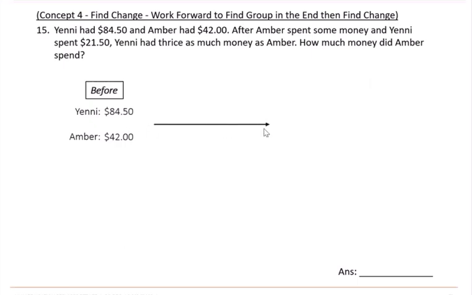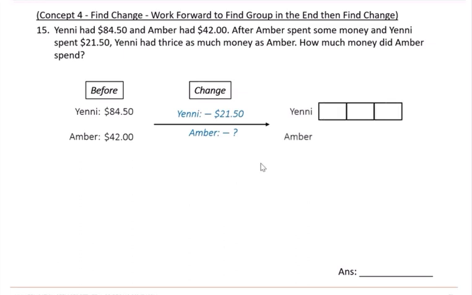What happened? You indicate with an arrow. There's a change. Amber spent some money. Don't know how much. Unknown amount, put question mark. But she did spend some money. Yenny spent $21.50. That is a change. Can you see everything for Yenny is on top? Below is Amber. Okay. After this, what happens? Yenny thrice. Yenny 3 units. Amber 1 unit. This is after.